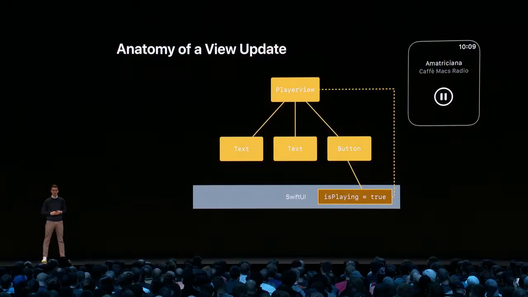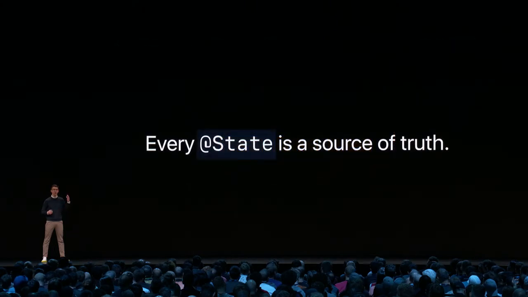But we also talked about source of truth before. And you should remember that every time you declare a state, you define a new source of truth that is owned by your view. And while this is so important that I'm showing it to you in big letters, another important takeaway is that views are a function of state, not a sequence of events.